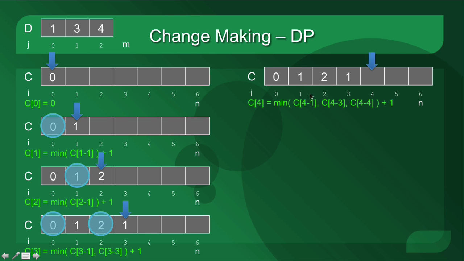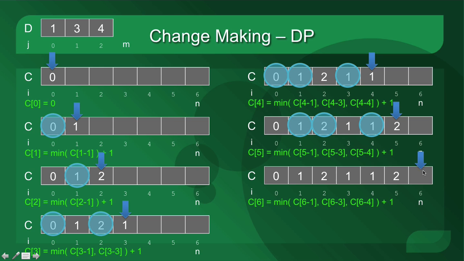Here is where it gets interesting. We start looking at all of our denominations here. So we're looking at if we take a 1-cent coin or a 3-cent coin or a 4-cent coin, what is the previous best that we could do? It's 0. 0 plus 1 is 1. So to get change for 4, we would have 1 4-cent piece. That makes sense.